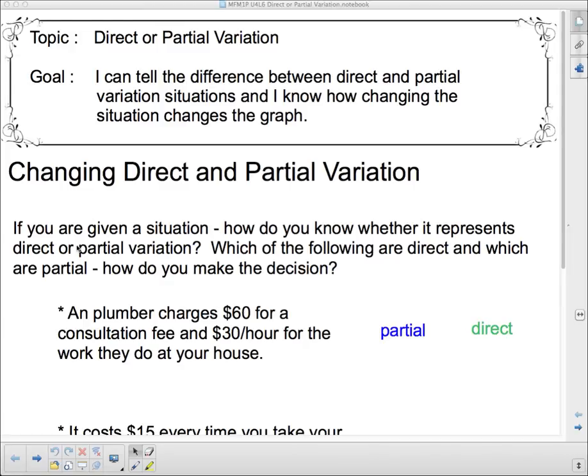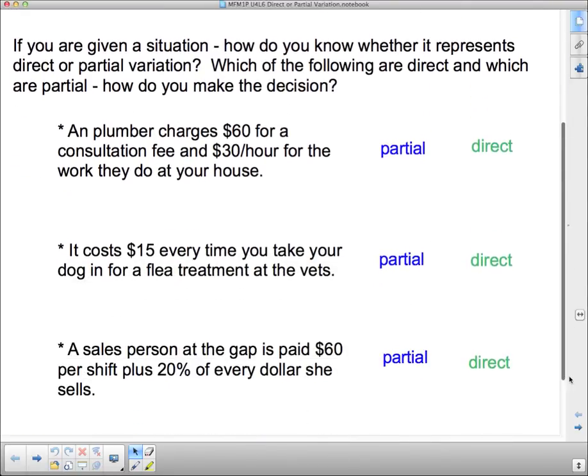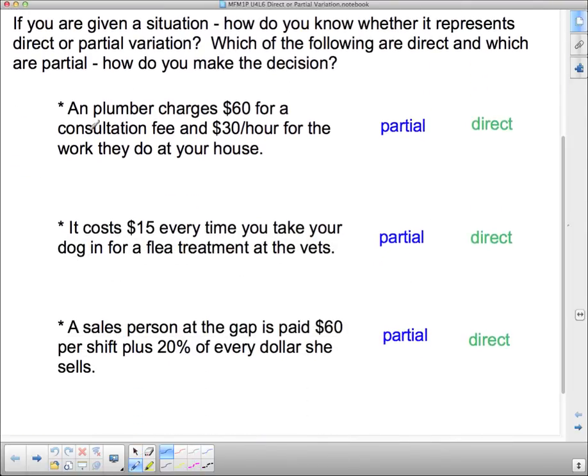I'm going to give you three different situations here, and we're going to discuss how I decide whether they're direct or partial variation. So, a plumber, and that should say a plumber, not an plumber. Let's get rid of that. A plumber charges $60 for a consultation fee and $30 an hour for the work they do at your house. Okay, so we got two pieces of information here, $60 and $30.